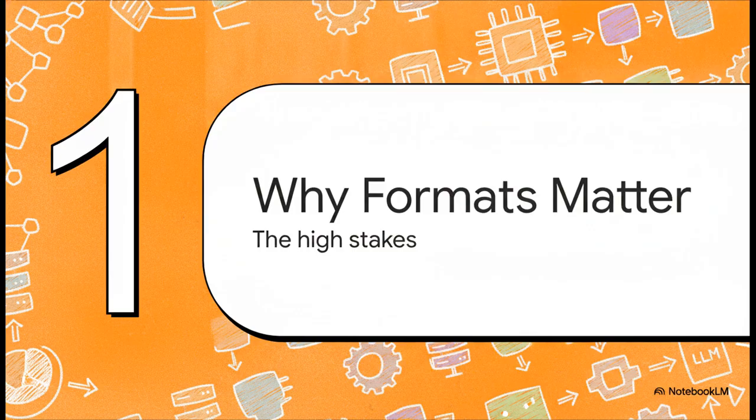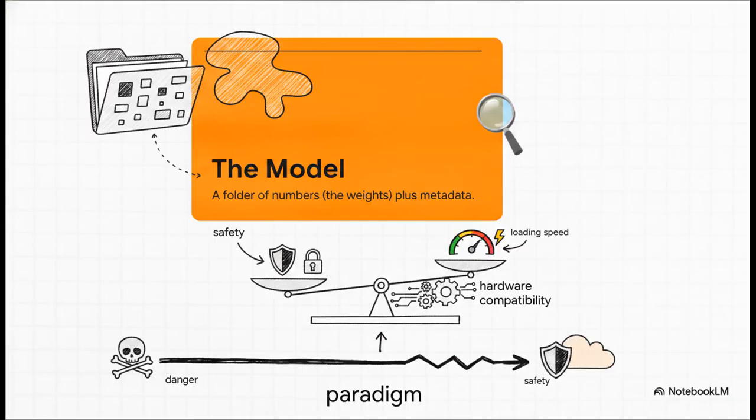Section 1. Why model formats matter. When people say the model, what are they actually talking about? Usually, it's just a massive folder of numbers, the weights, plus some crucial metadata like tokenizer rules and layer configurations. But how that folder is packaged dictates everything about its lifecycle. It determines its safety, its loading speed, and its hardware compatibility. Essentially, you're choosing exactly where on the danger to safety paradigm your application is going to live.